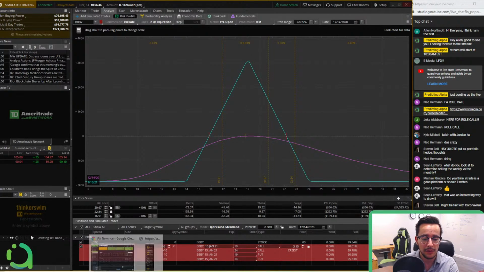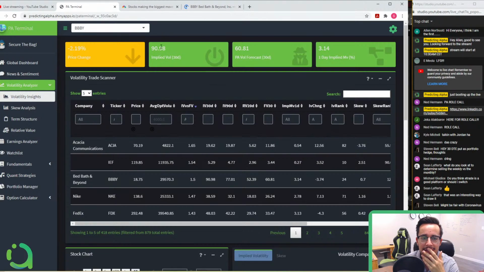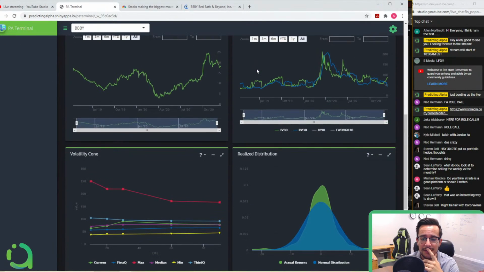When we take a look at the terminal here, we can see that the implied vol is extremely bid, right? It's extremely, extremely bid. Market's implying a huge move. We think it's going to be 2/3 of what the market thinks.